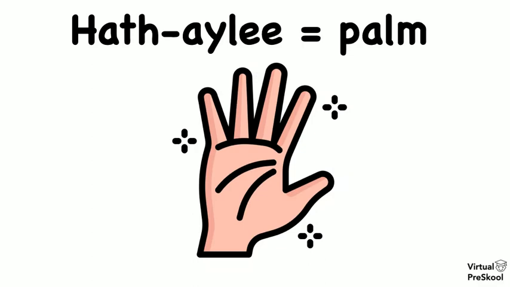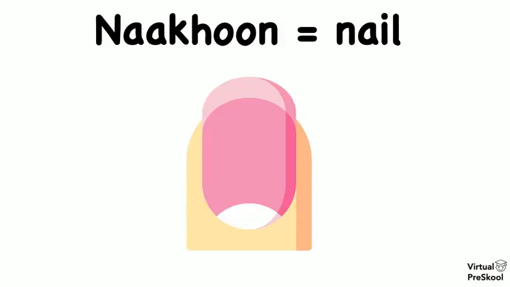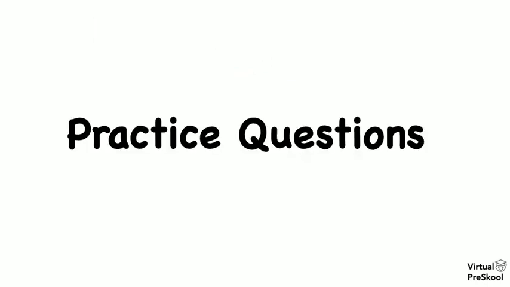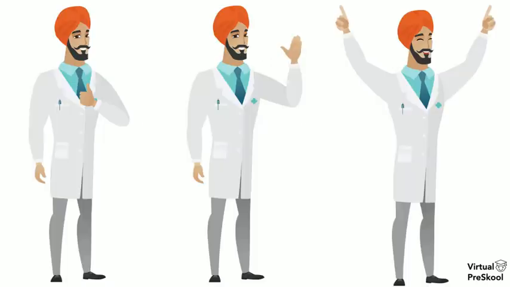Palm is hatheli. Hatheli is your palm, the palm of your hand. Nail is nakhun. Nakhun is nail. And do you hear that tricky H in there? Nakhun. Now let's do some practice questions.